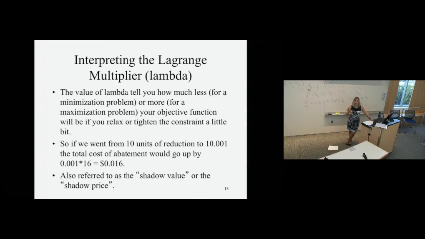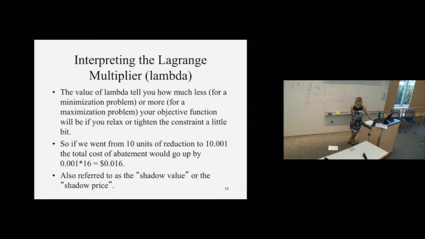Here we have 10 units of abatement as our ideal goal. We want 10 units reduced. So if we increase that to 10.0001, the total cost of abatement would go up by our increase, 0.0001, times lambda. So the new cost of abatement would be like 0.16 cents. This is a shadow value, or the shadow price. It also has a price interpretation, a dollar value. In this particular problem, it is the price of the last unit of abatement.